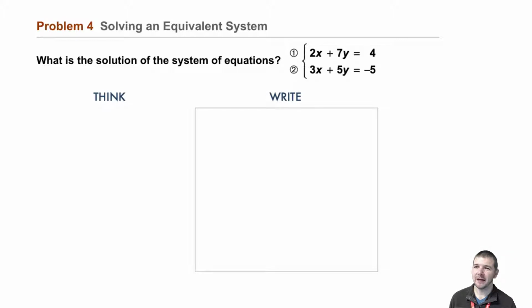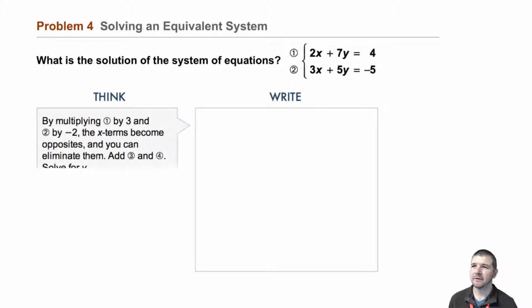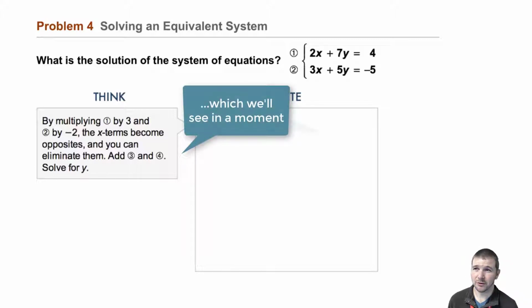Consider what you might think on the left and what you might write on the right as you solve the problem. First think, by multiplying equation 1 by 3 and multiplying equation 2 by negative 2, the x terms become opposites. Then you can eliminate them. Adding equations 3 and 4, shown here on the right, helps us to solve for y.